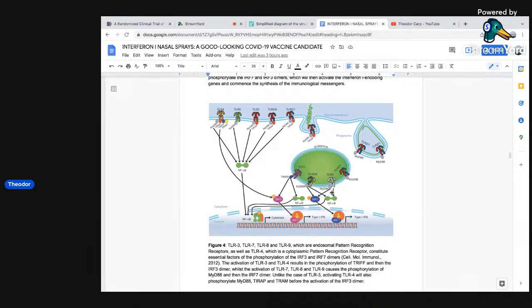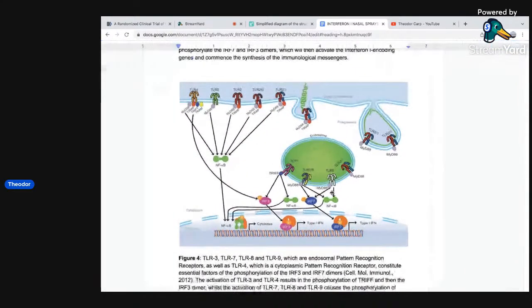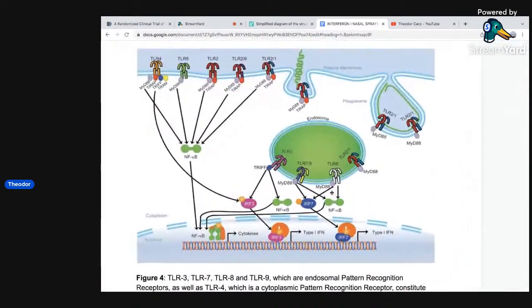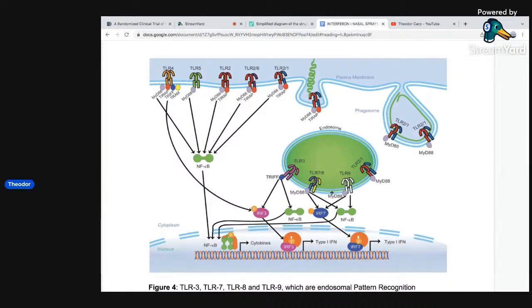And just zooming the screen for a little bit so everybody sees this properly. So signals are sent all the way from the surface of the cell, from the endosome, and also from the mitochondrion.